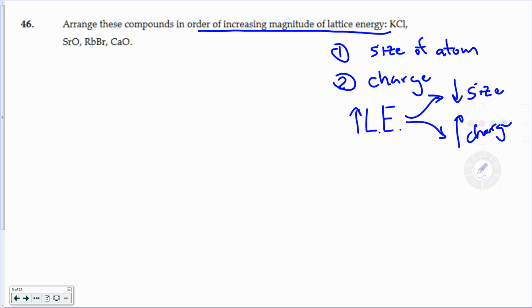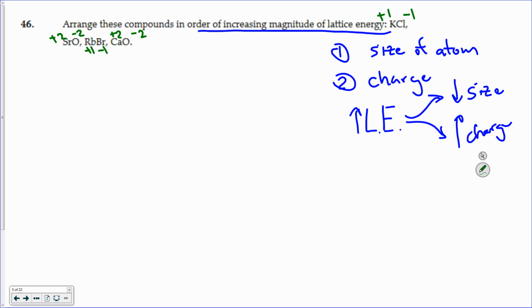So let's first think about what the magnitudes of the charges are. What's the charge going to be on potassium? +1, it's in the 1A family, right? What about the chloride? -1. So +1, -1. Okay, what about the strontium? +2, -2. And the rubidium's in the 1A family, so it's +1, -1. Calcium's in the 2A family, +2, -2.